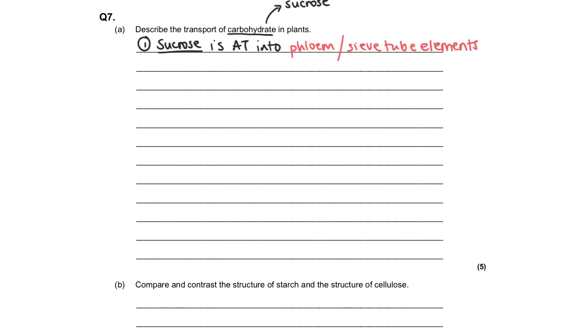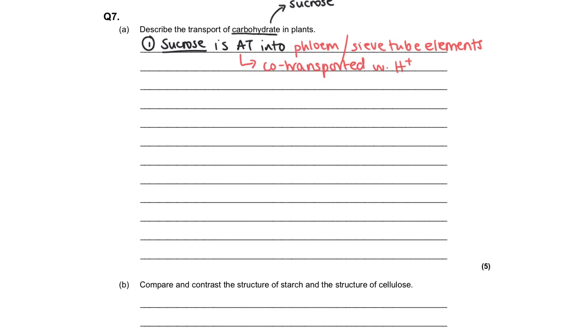And you could have also said that it is actively transported but co-transported as well. And again, I'm not going to go into too much detail about this. We'll do a revision session on it. But it's co-transported with hydrogen ions into the phloem by the companion cells. Okay, a companion is a friend, and these companion cells are friends to the phloem by helping load the phloem or the sieve tube elements up with loads and loads of sucrose.